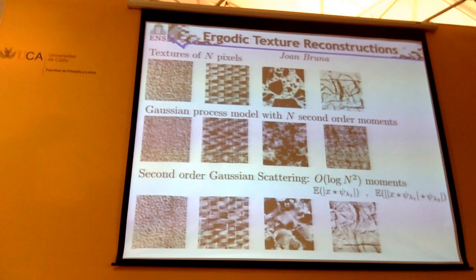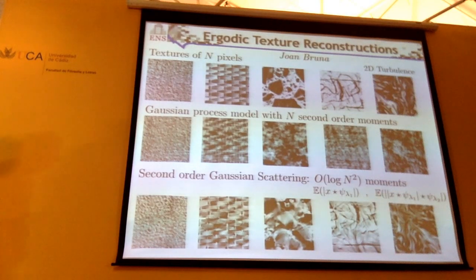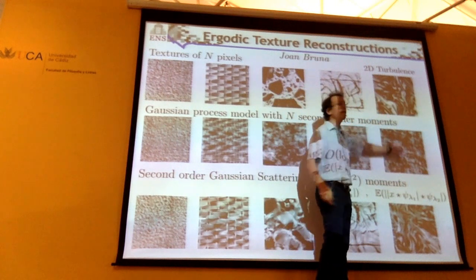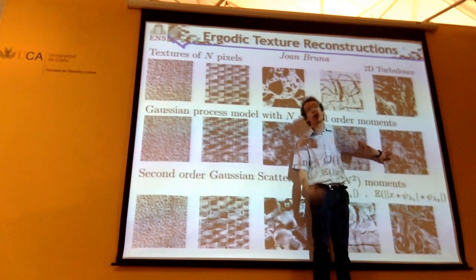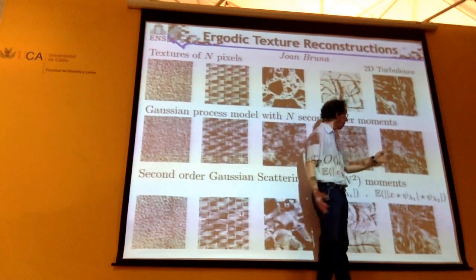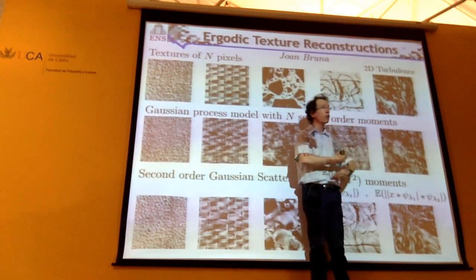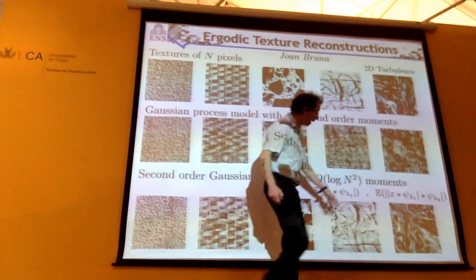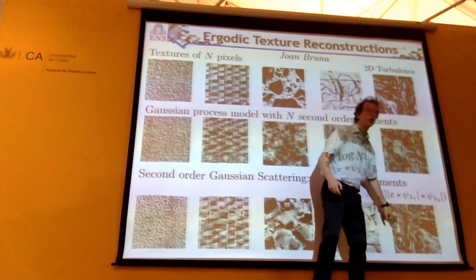Sparse signal, what the Gaussian model does, and that's what you reproduce. Again, it's not the same, but it belongs to the same family. It's a similar texture, a realization of a similar process. Turbulence. This is a 2D fluid turbulence. This is a Gaussian model. That's the Kolmogorov model, so it's a Gaussian process which has exactly the same power spectrum. And obviously, you destroy all the geometry of the filaments and so on. That's what you get if you reconstruct with these second order moments.